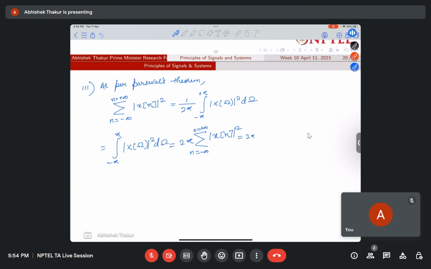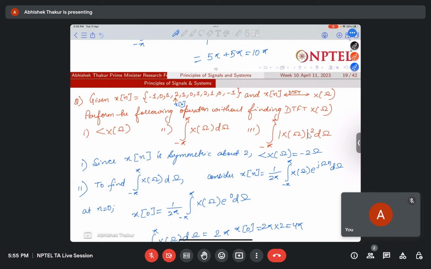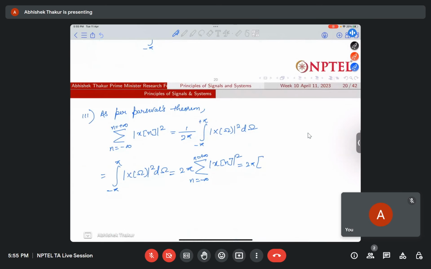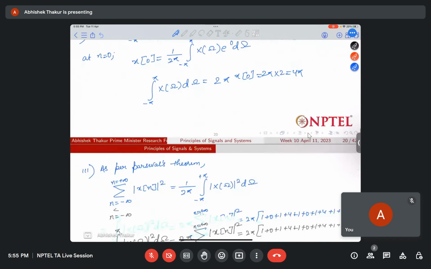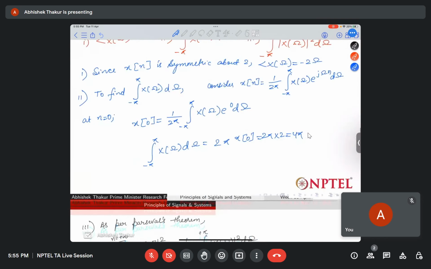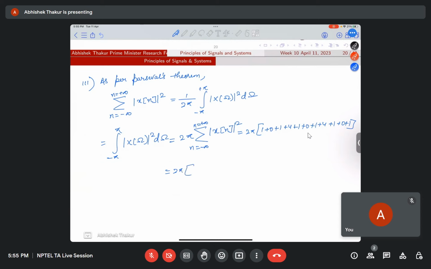This will become 2 pi. Now we have to compute x(n) square. So we will square all these values 1, 0, 1, 2, 1, 0, 1, 2, 1 and 0, 1, and we will sum it. It will become 1 plus 0 plus 1 plus 4 plus 1 plus 0 plus 1 plus 4 plus 1 plus 0 plus 1. If you square, minus 1 square is 1, then 0, 1, 4, 1, 0, and at last 1, 4, 1, 0, 1. So here 2 pi into 14, the sum is 14. So the answer will be 28 pi. Okay. So this is a very simple question.